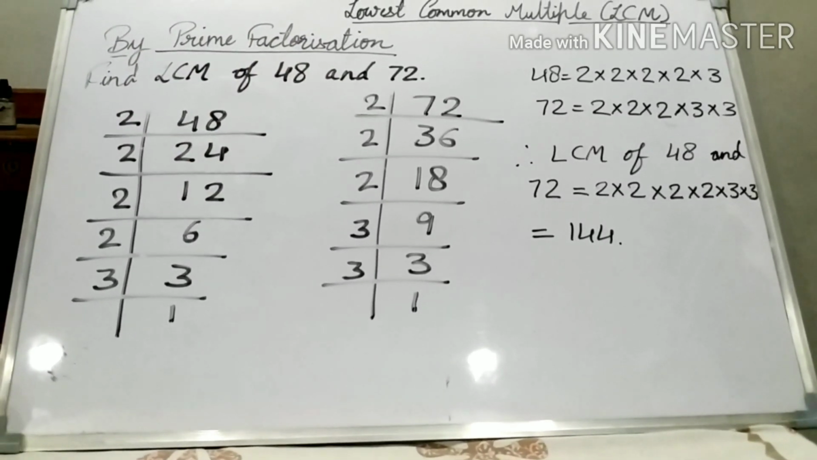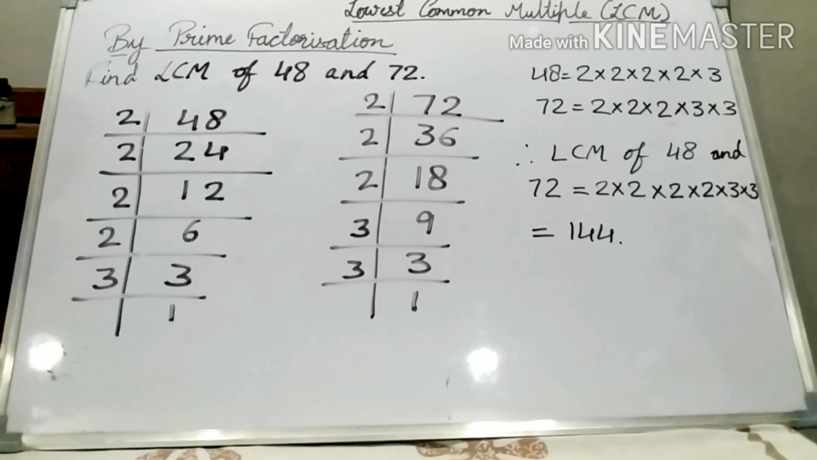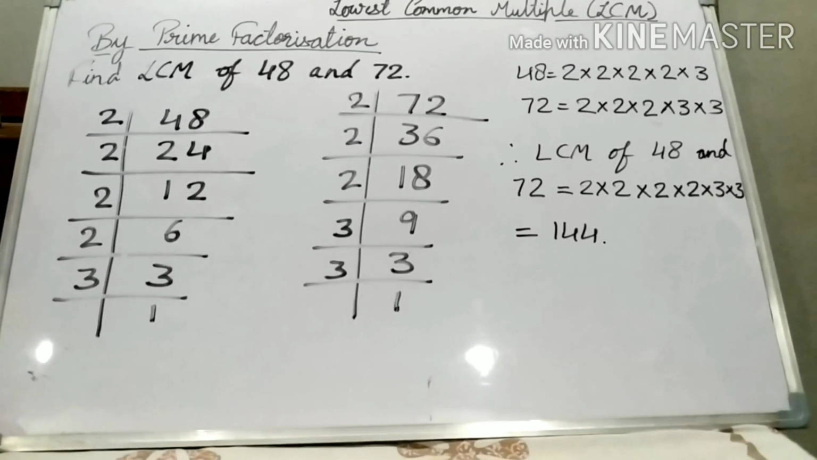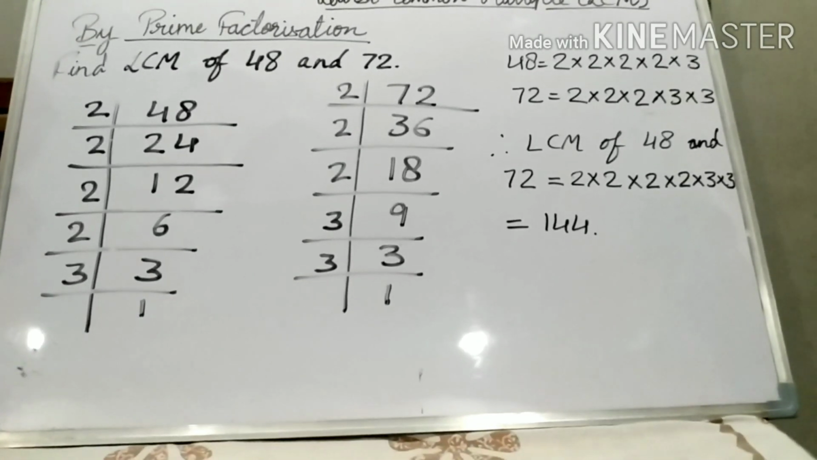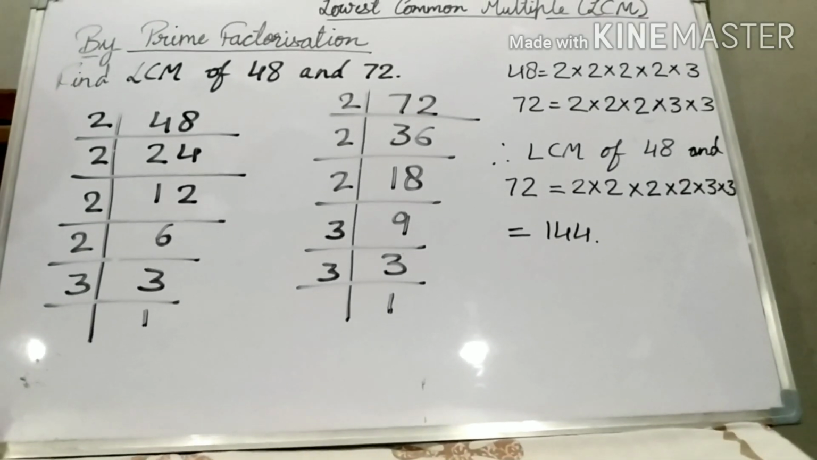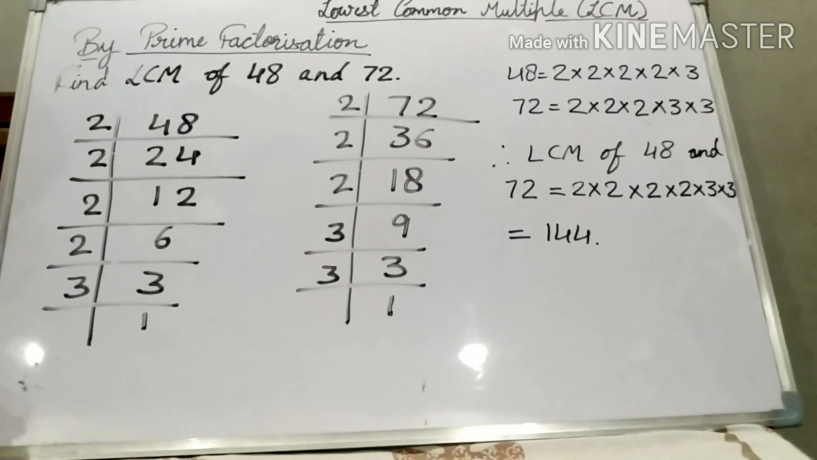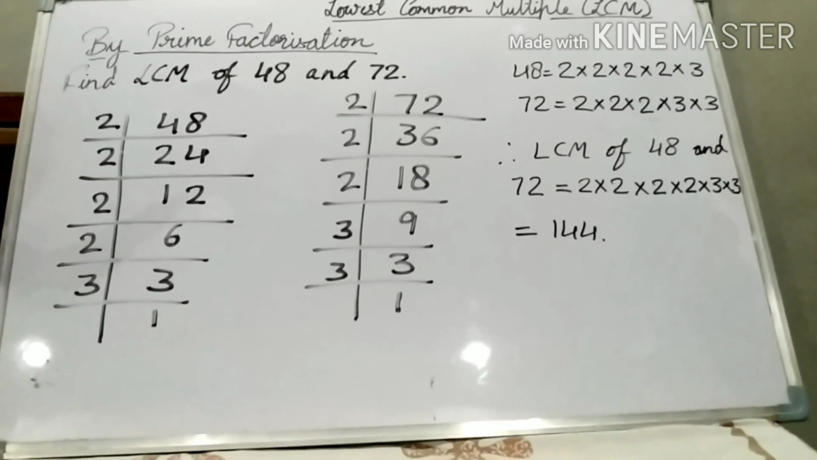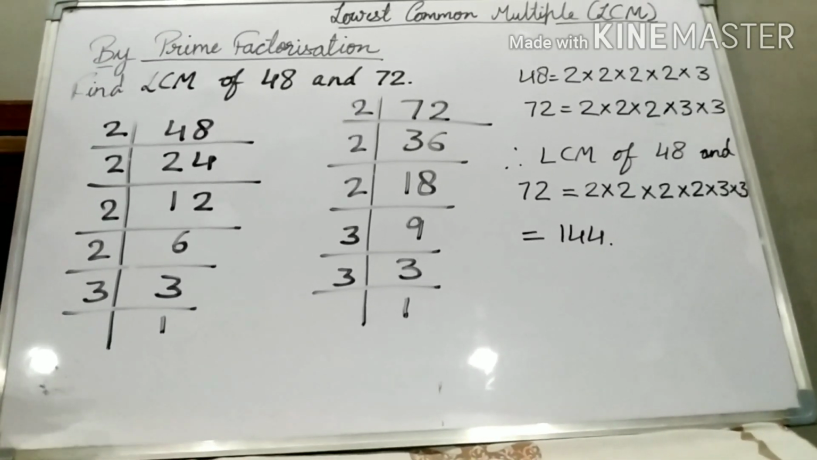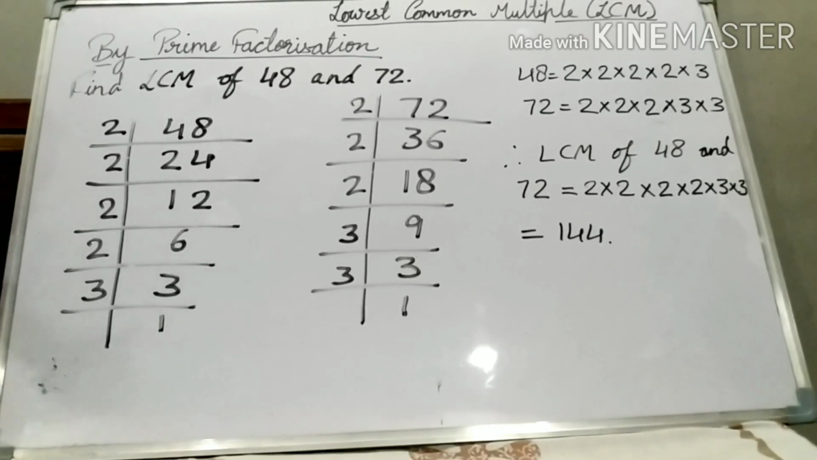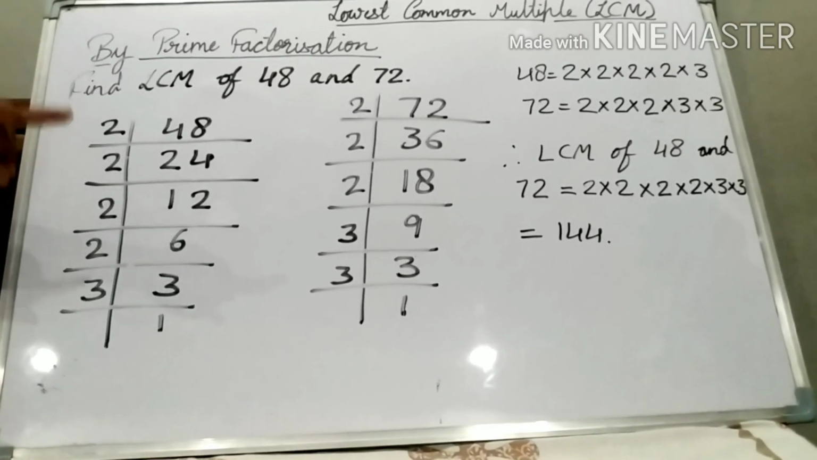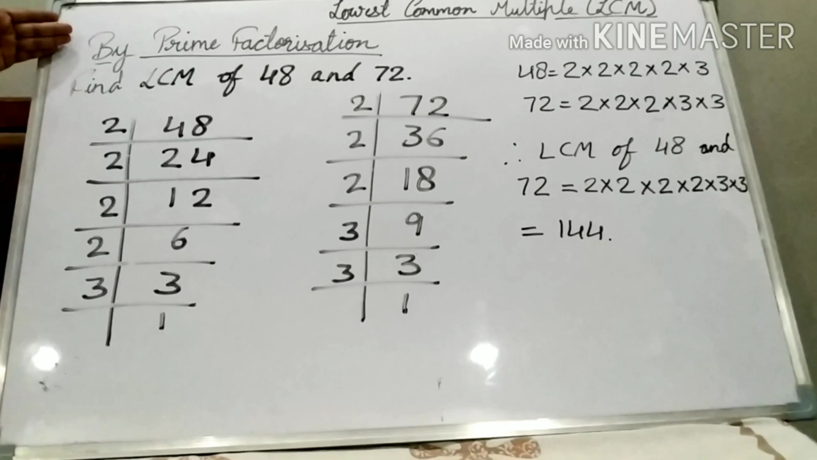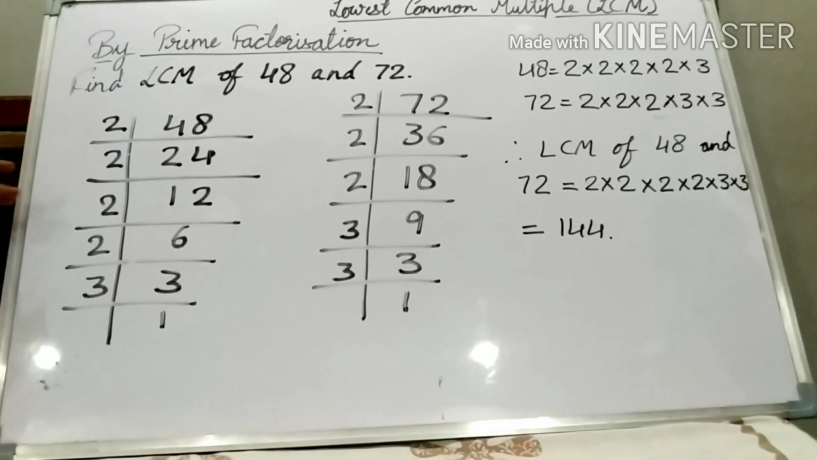So it becomes 16. And if we see, 3 is coming 1 time in 48, whereas 2 times in 72. That is the maximum, 2 times. So here we will take 3 two times to find the LCM, and we have taken 2 four times. So 2 four times when we multiply we get 16, and 3 multiplied 2 times we get 9. So 16 nines is 144. That is the LCM of 48 and 72. So children, like this we can find out the LCM by the prime factorization method.